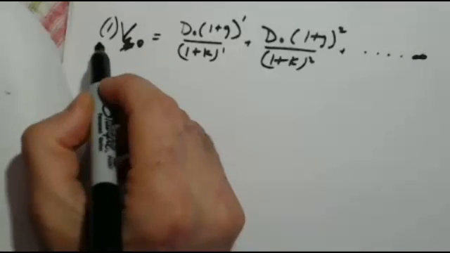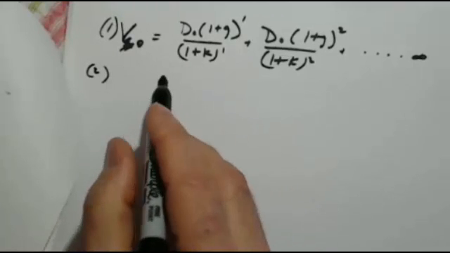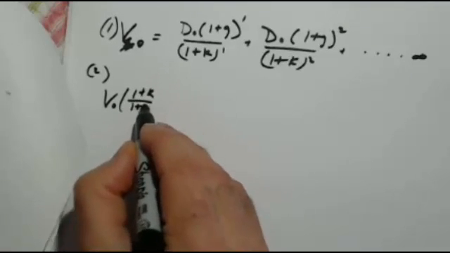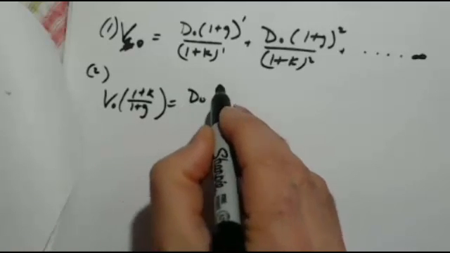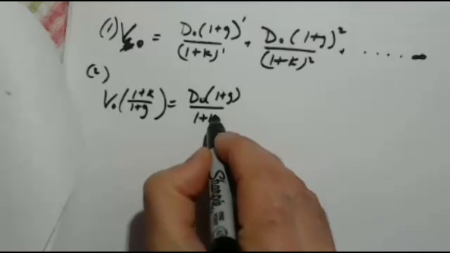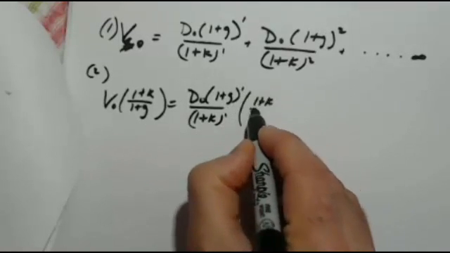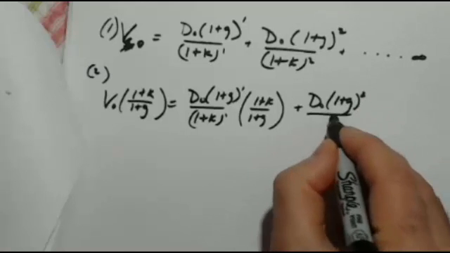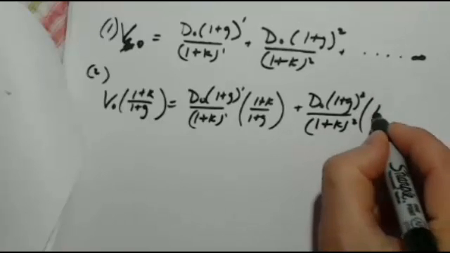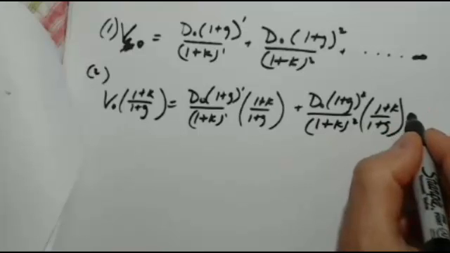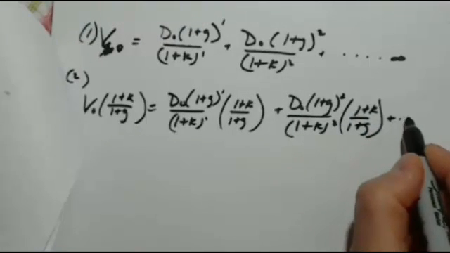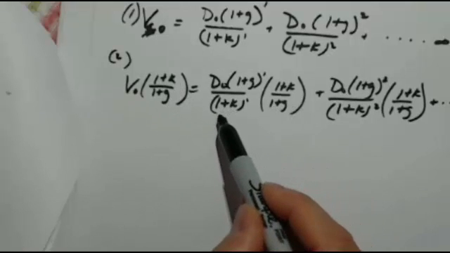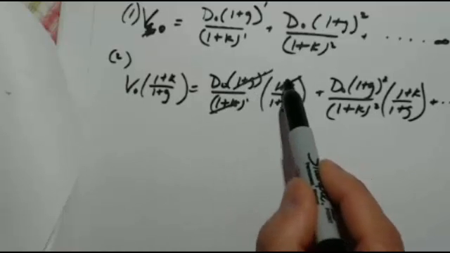Now I'll call this equation 1, and now I'm going to write equation 2. I'm going to multiply both sides by (1 plus K) over (1 plus G). Running out of space here. So far what I did was I just multiplied by 1 plus G. And notice what happens immediately on this term. The 1 plus K cancels out, the 1 plus G cancels out. That's good.